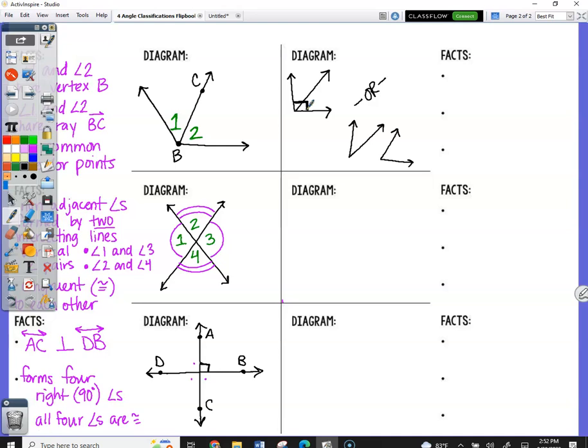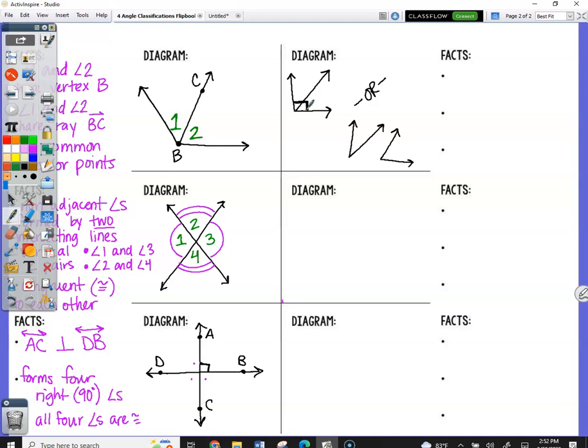The word complementary is exactly the same concept of a hidden number as the word bisects. Bisects means cuts in half, right? Which means two pieces are equal. The word complementary means that there's a pairing of angles to equal 90 degrees.